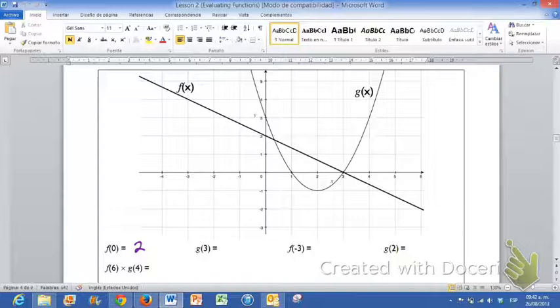g of 3, let's continue. The value that is asked on the right, g of 3. We can see that g of x is that parabola.